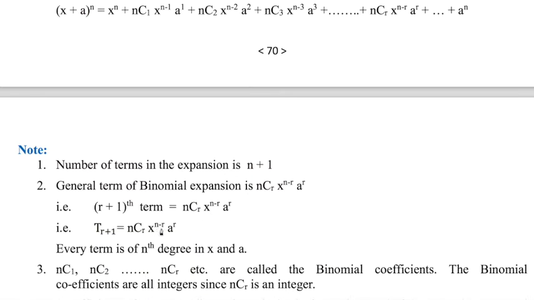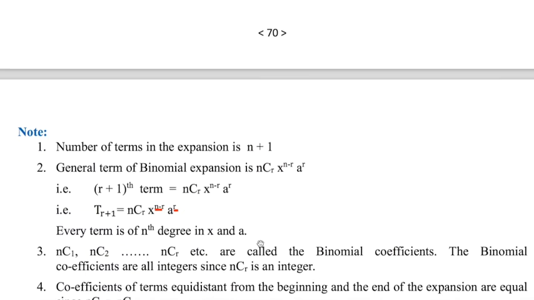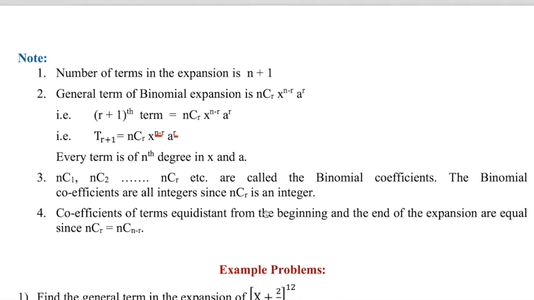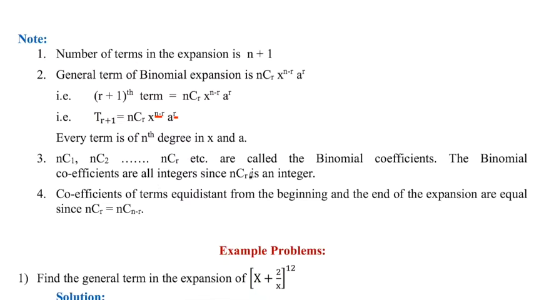These degrees you add them up, n minus r plus r, nothing but n, right? Any degree you add, this is n minus 1 plus 1, n minus 2 plus 2, up to here every degree is n. It is the nth degree in both x and a. nC1, nC2, nCr are called the binomial coefficients. The binomial coefficients are all integers since nCr is an integer.